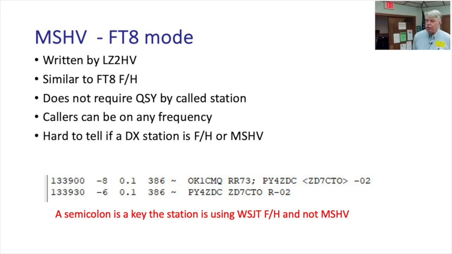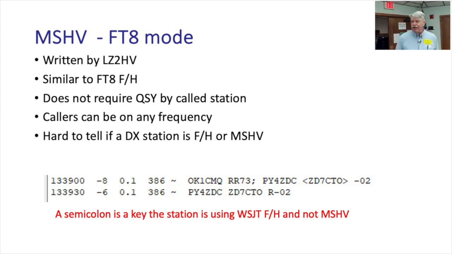There's another one. The software for WSJT is open source. You can download the source code and modify it yourself. And there are different people who have done that for various reasons. There's a guy, LZ2HV, who came up with something called MSHV. He followed the Joe Taylor naming scheme, with MS standing for multiple stream. It's very similar to FT8, but first of all, it does not require that the station QSY. And you can call on any frequency.